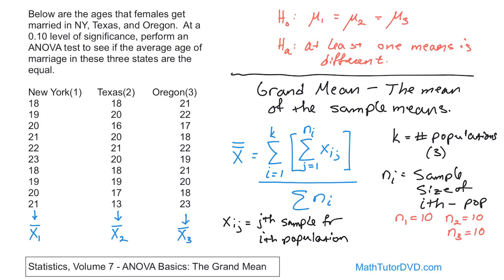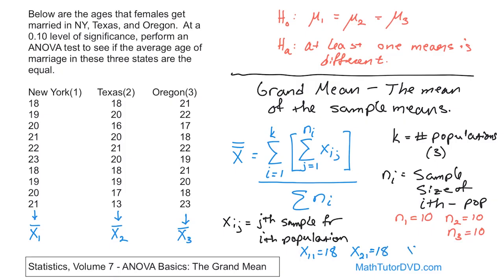So as an example, I'm just going to give you a couple of examples. x11, from population 1, sample number 1, is just 18. Okay, x21, the first letter here is the population that you're on. This is the sample from the second population, sample number 1, is also 18.